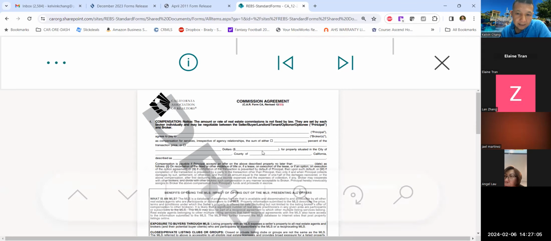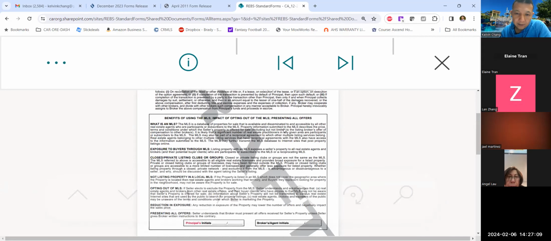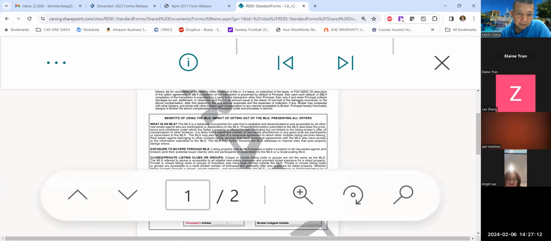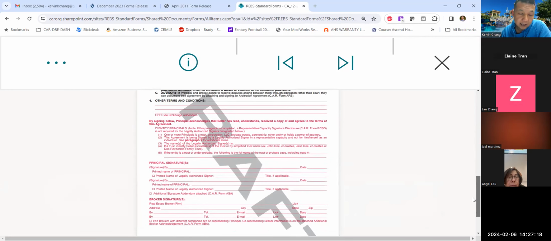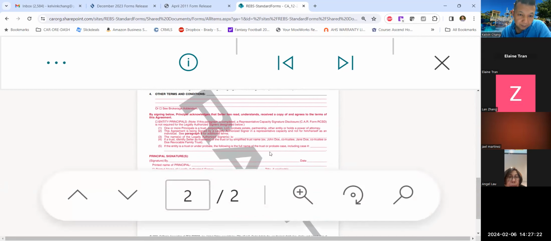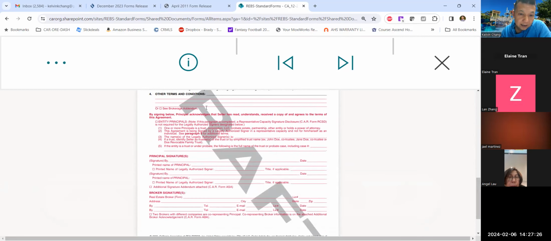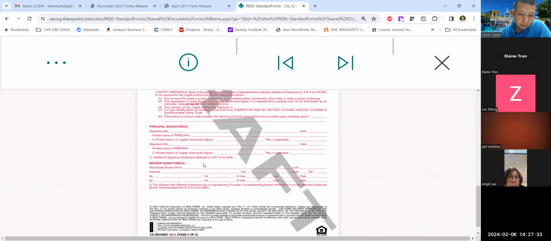And this is often used when I have a direct transaction that I do not intend to put on the market on the MLS. So you can write any specific terms, and it just has acknowledgement, whether it's the buyer or seller, and broker signature.